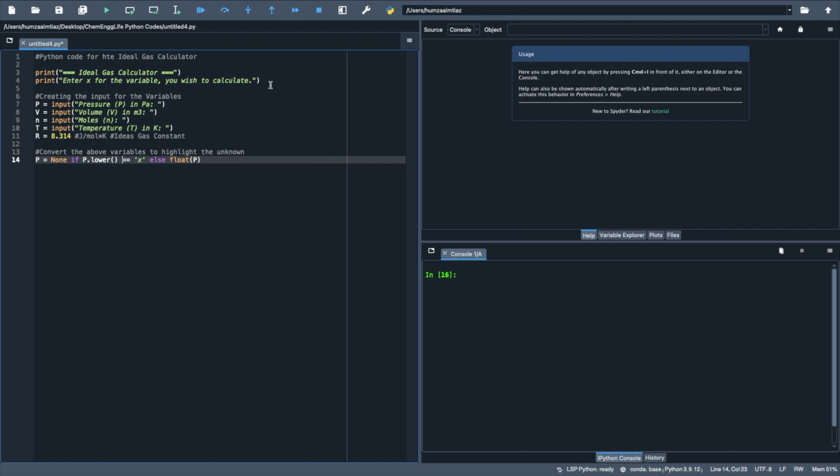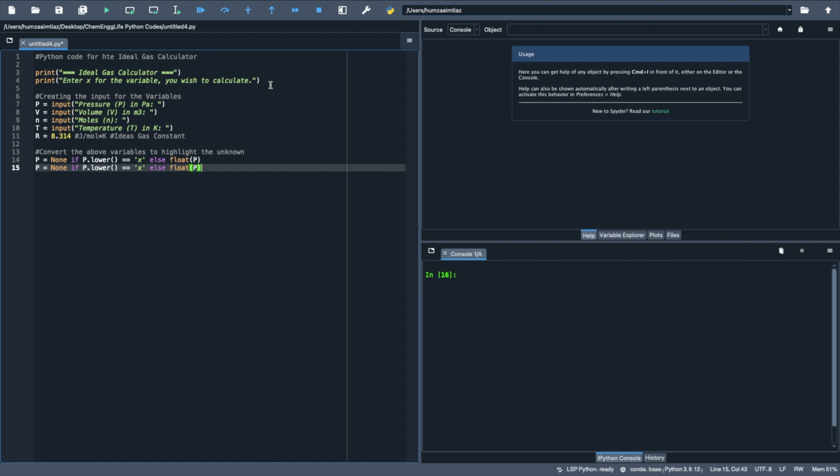And if the pressure value is equal to x, then P is equal to None. So that means that this variable P has no value. Otherwise, we're going to be applying the float function. And then we're going to do exactly the same for all the other variables as well.